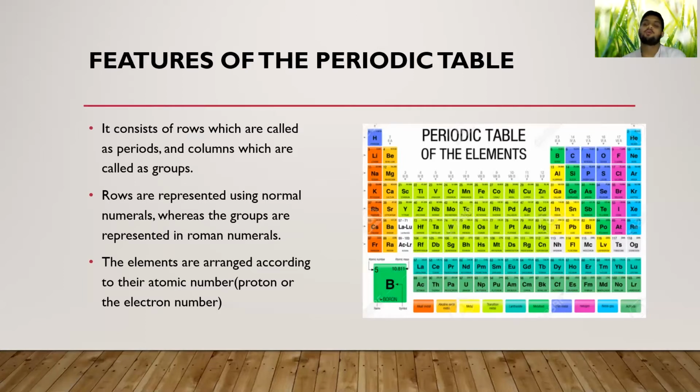And then you must be wondering how these elements are classified. Now, why is hydrogen here? Why is aluminium, Al, here?